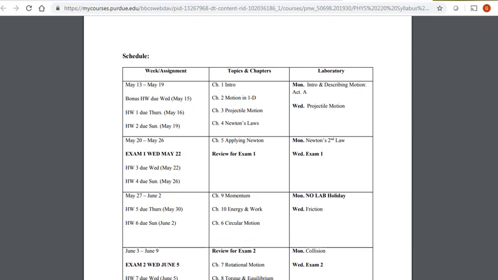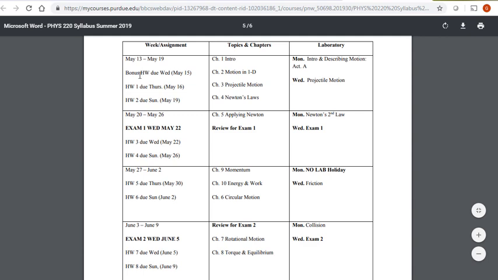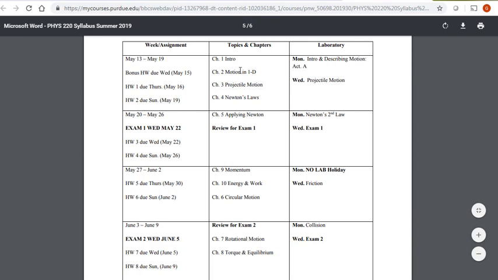Here's the schedule, and it is 6 weeks, so I broke this down by week. So May 13th through 19th, this is Monday through Sunday. The class moves really quickly, so 1 week is like almost 3 weeks. So here's the topics: Chapter 1, Chapter 2, Chapter 3, Chapter 4. Bonus homework due Wednesday, May 15th. I'll talk about that in just a few minutes.